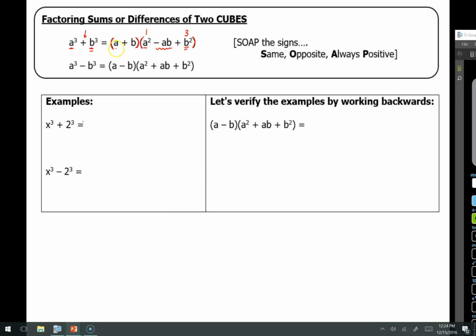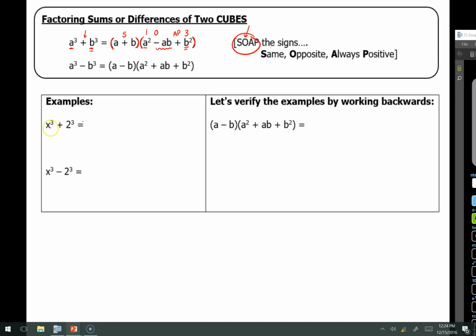The signs for these, you're going to use the acronym SOAP to follow, meaning that the same sign is used in the first factor, and then these two signs in the second factor are going to be the opposite sign, that's what the O stands for, and then the last one is always positive. This is going to be true whether you have a sum or a difference of two perfect cubes. So let's look at some actual examples because that was pretty abstract.